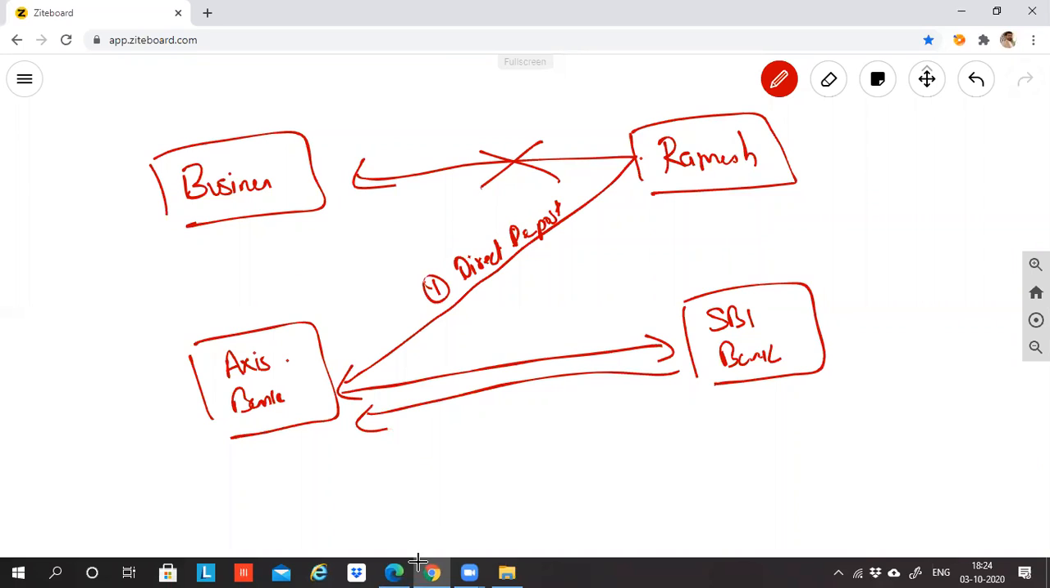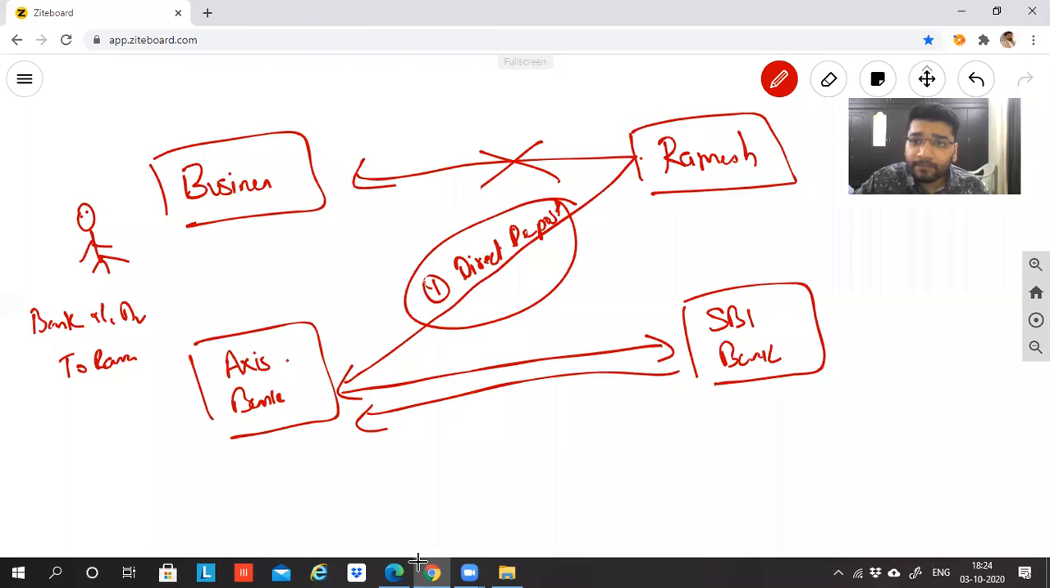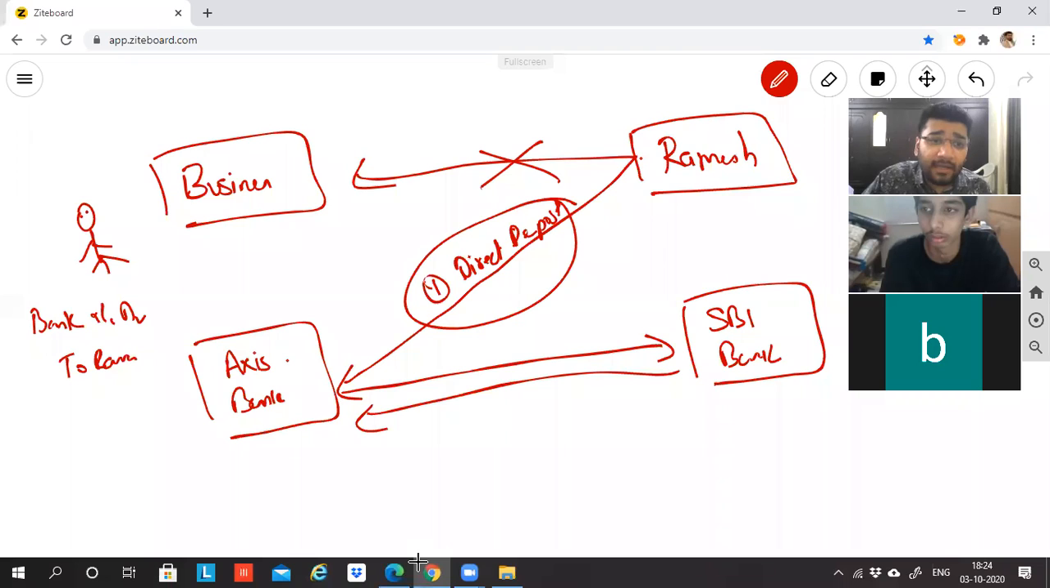Now tell me something. When Ramesh is going and directly depositing the money in the Axis Bank account, will the accountant have any information about the money being deposited by Ramesh? Will he pass any entry in the books? Will he pass the entry bank account debit to Ramesh? Will he pass this journal entry? No, sir. He will not pass the journal entry because he is not aware.